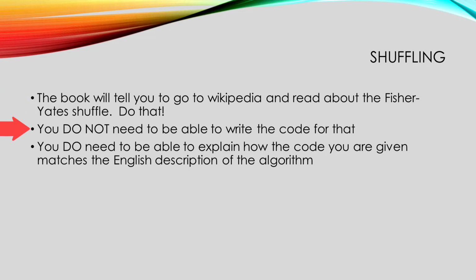Remember, at this point, you don't have to be able to write the code by yourself. After you study it, you just need to be able to explain why the code that the lab gives you matches the description of the Fisher-Yates shuffle you found on Wikipedia.